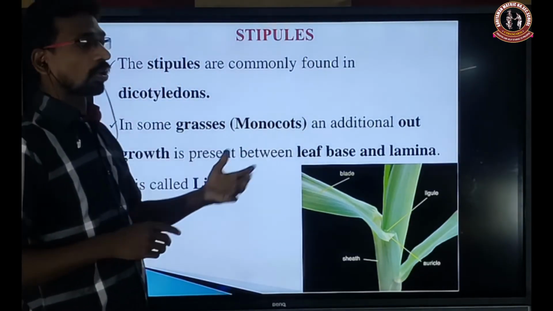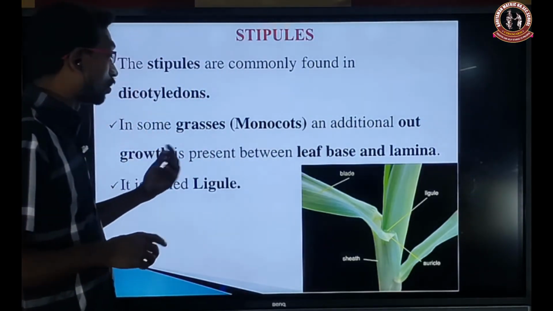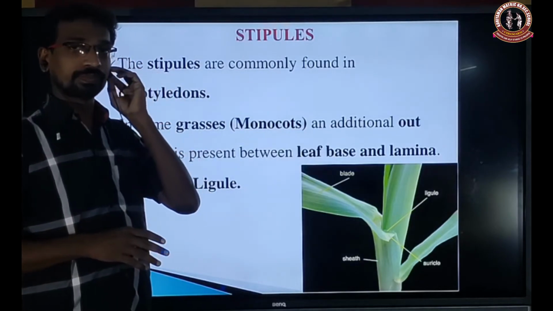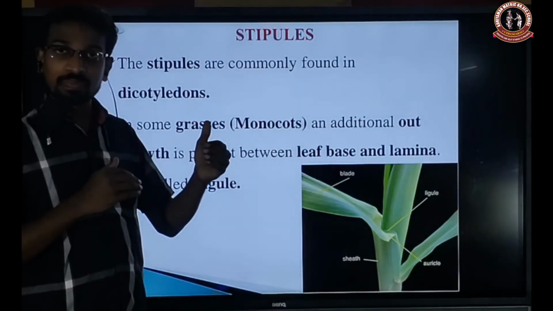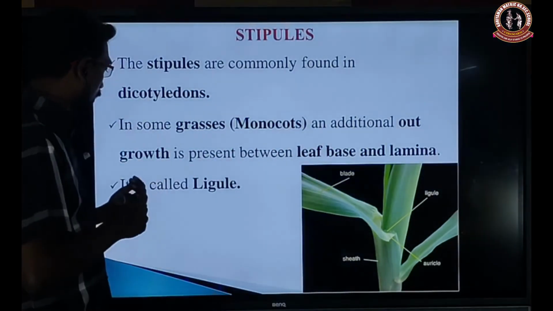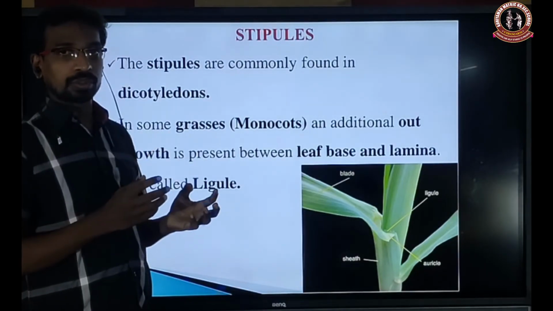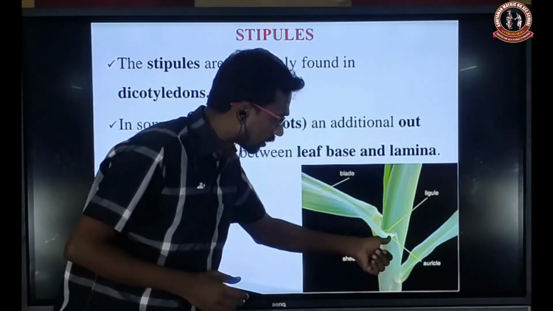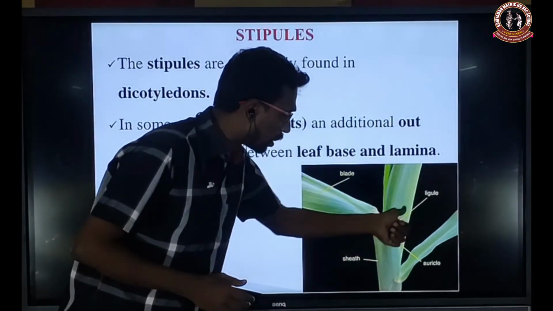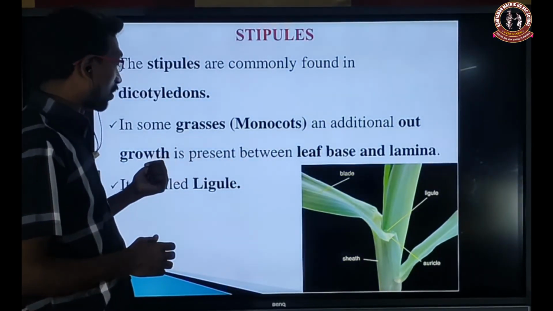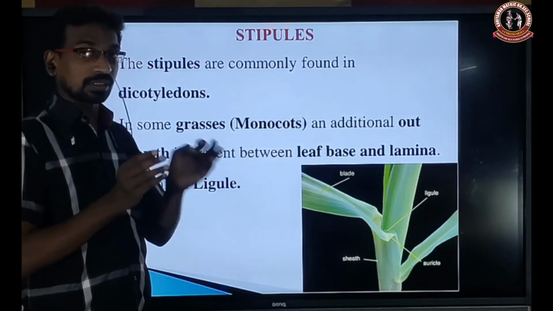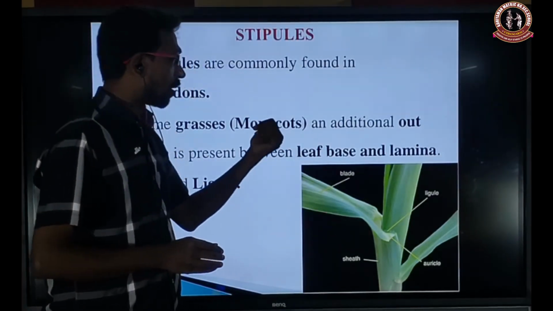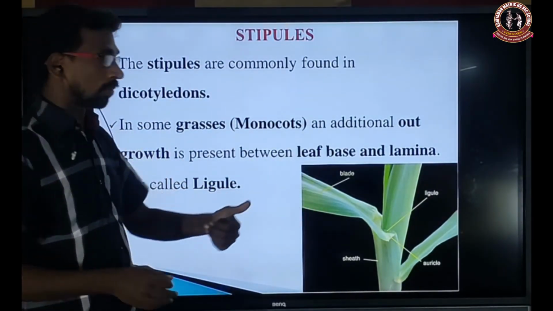In some grasses, like monocots, an additional outgrowth is present between the leaf base and the lamina. That is called a ligule, a sheath-like structure, present between the leaf base and the lamina, near the petiole region. It is especially found in monocots.